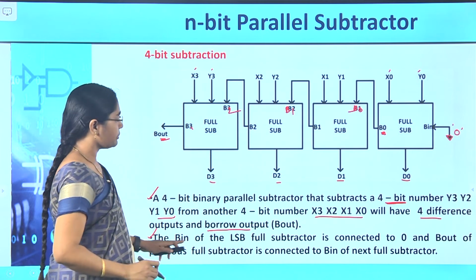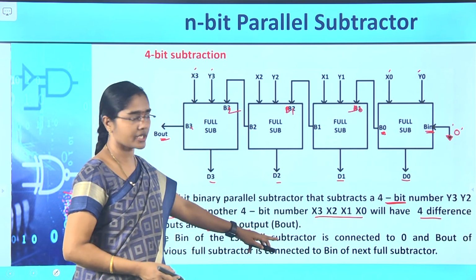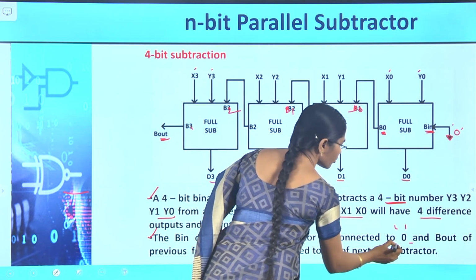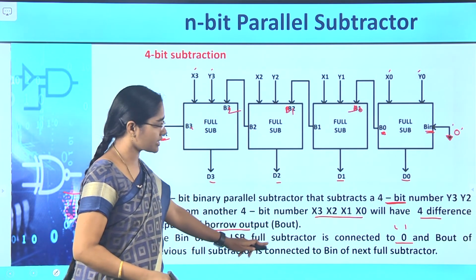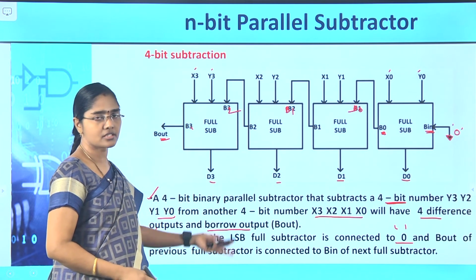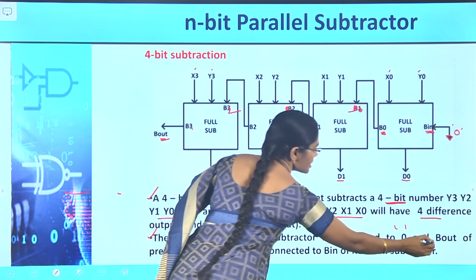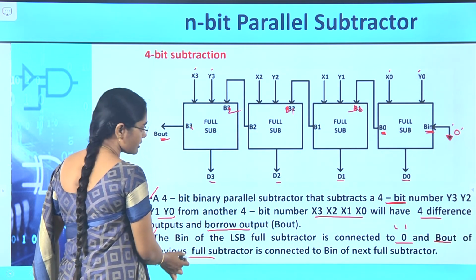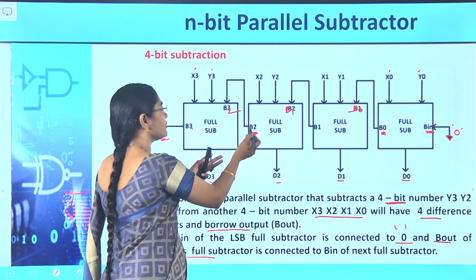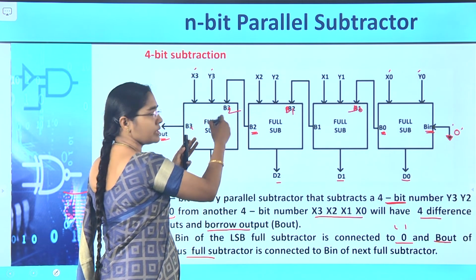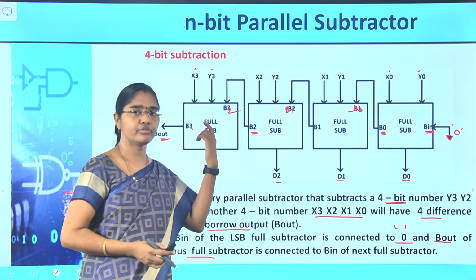Next is the B-in of the LSB. The B-in of the LSB full subtractor is connected to a logic 0, and the B out of the previous full subtractor is connected to the B-in of the next full subtractor. This is the connection part. Let us assume B2 is the B out output; that is connected to the next B-in, that means the B out of one stage is connected to the B-in of its next stage.